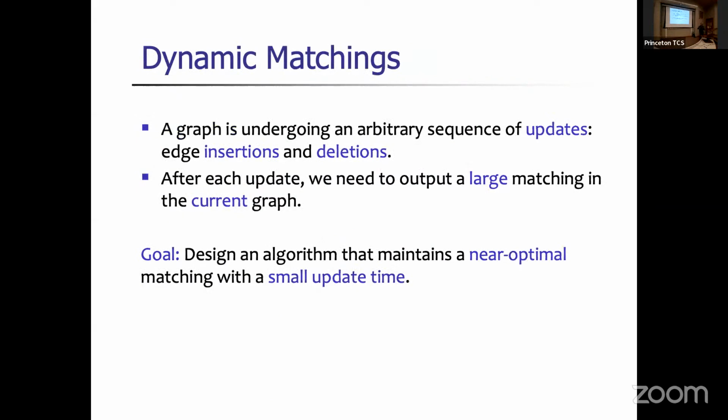Okay, so that was a summary for the streaming model. And then the second model that I'm going to talk about is the setting of dynamic matching. So let me just briefly summarize what we know here. So here the setting is that the graph is undergoing insertions and deletions. And after each update, we need to output a near optimal matching in the graph. And what we're hoping to do is avoid recomputing the solution. We want to be able to respond to every update much more quickly than recomputing.